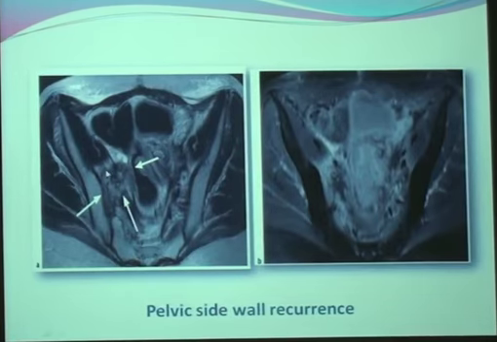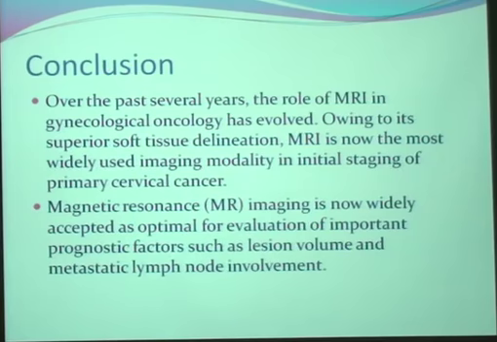There is a large lesion extending to the lateral pelvic side wall. On post-contrast enhancement, we can see contrast uptake in the region with a central area of necrosis. Again, this is a case of recurrent cancer cervix.